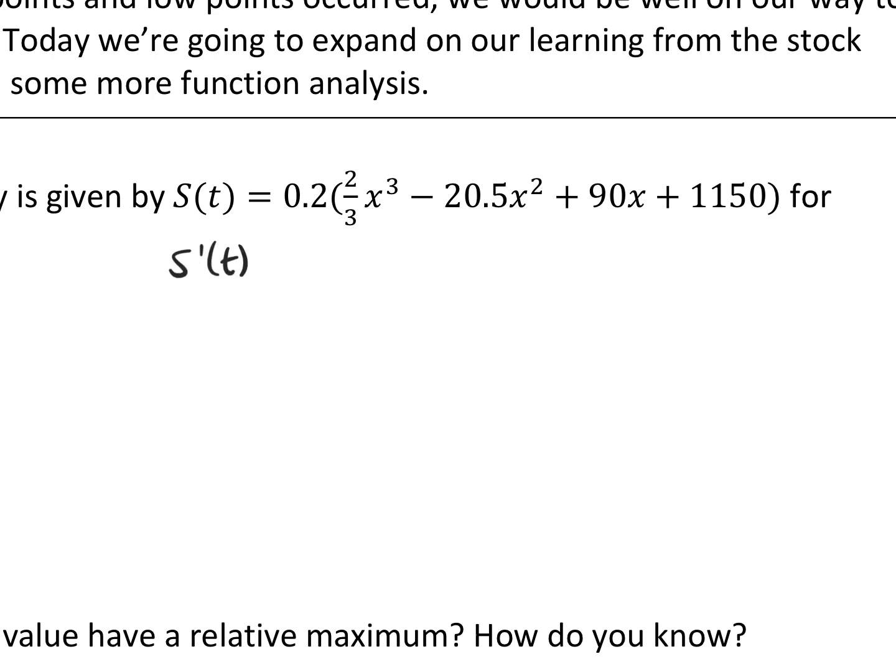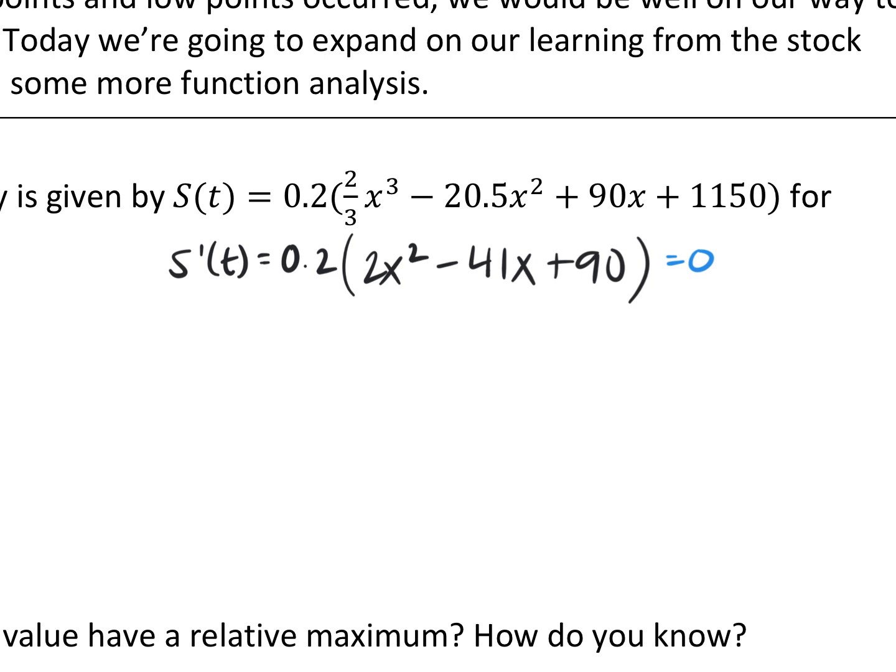s prime of t, I'm going to leave the 0.2. I'm not going to distribute it, because that would make taking the derivative a little bit nasty with your fractions. So I'm going to leave it on the outside, and we can do that because it's just a constant that you're multiplying in. So we can take the derivative of everything in the parentheses, which will be easier to factor. The derivative of 2/3 x to the third would be 2x squared minus 41x plus 90. Now I want to know when this equals 0. That is how I find my critical points.